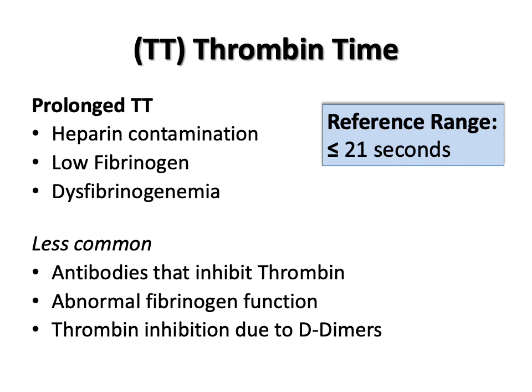Other causes of a prolonged thrombin time include heparin, fibrin degradation products, or FDPs, and paraproteins, which are present in multiple myeloma. The reference range for the thrombin time is less than or equal to 21 seconds.